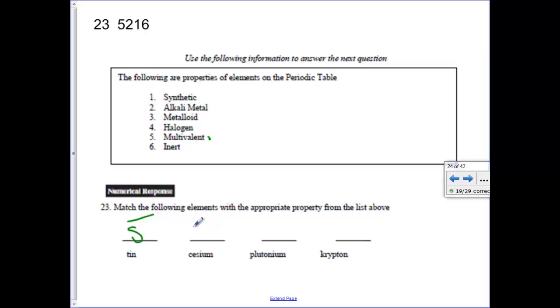Cesium is in the first group, so that means that it's an alkali metal. Plutonium is one of those synthetic ones because it has brackets around its molar mass. And krypton is in the very last column. It's a noble gas, so it is inert. Inert. Unreactive, basically.